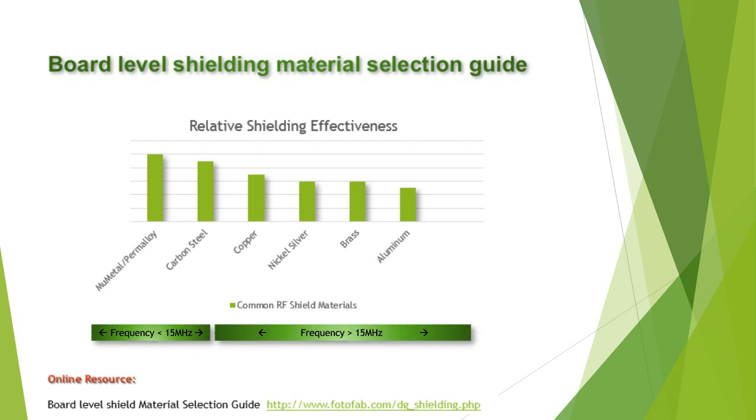But if you're trying to shield against lower frequencies and longer wavelengths, the magnetic materials are what you're going to have to use, and that means metal or carbon steel. Again, there's a lot of information online about shielding materials. Fotofab has this link at the bottom of the slide, but there's plenty of information online.